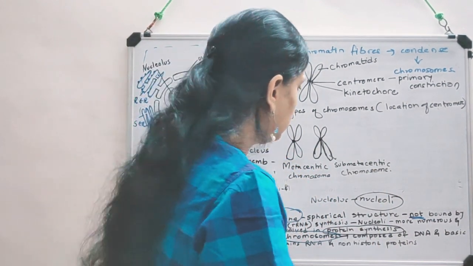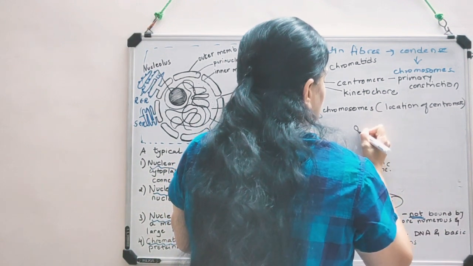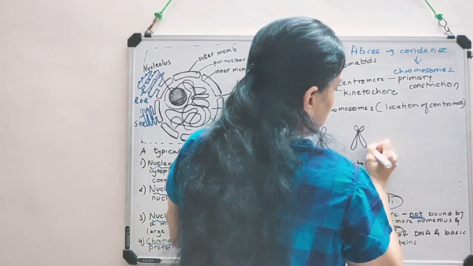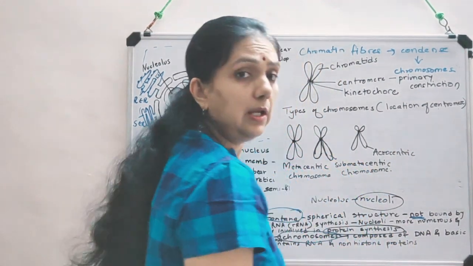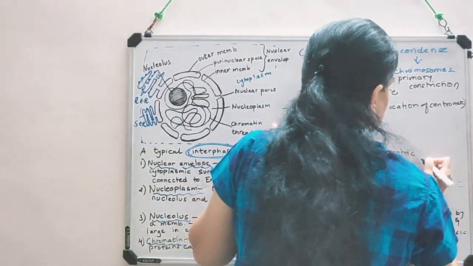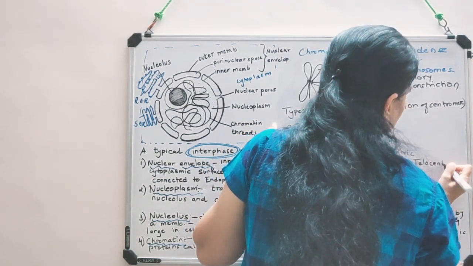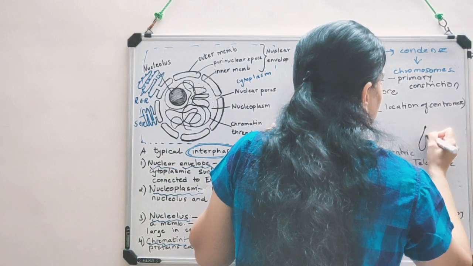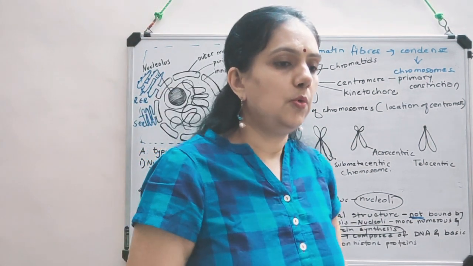Now the third kind is where of the two arms, one is extremely short and another one is extremely long, and such chromosomes are called acrocentric chromosomes. Okay, and there is another kind which is called telocentric, meaning the centromere is at one end and the arms are seen like this. So these are the telocentric chromosomes.